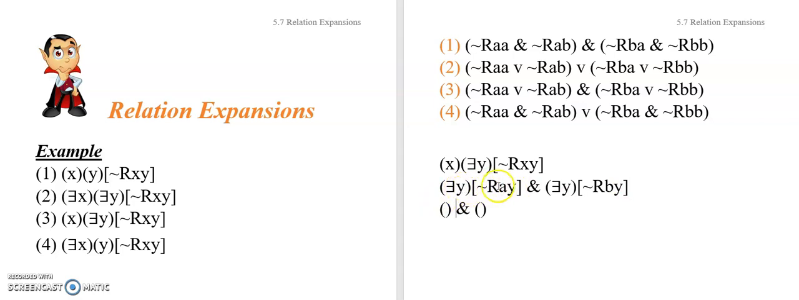Well, what is it? At least one thing satisfies this description. So it's going to be not RAA or not RAB, right? At least one thing satisfies this description. So if there's two objects, this is exactly what that amounts to. Similarly over here, at least one thing satisfies this description. So not RBA, or it's not the case that RBB, which is exactly what we have right here.